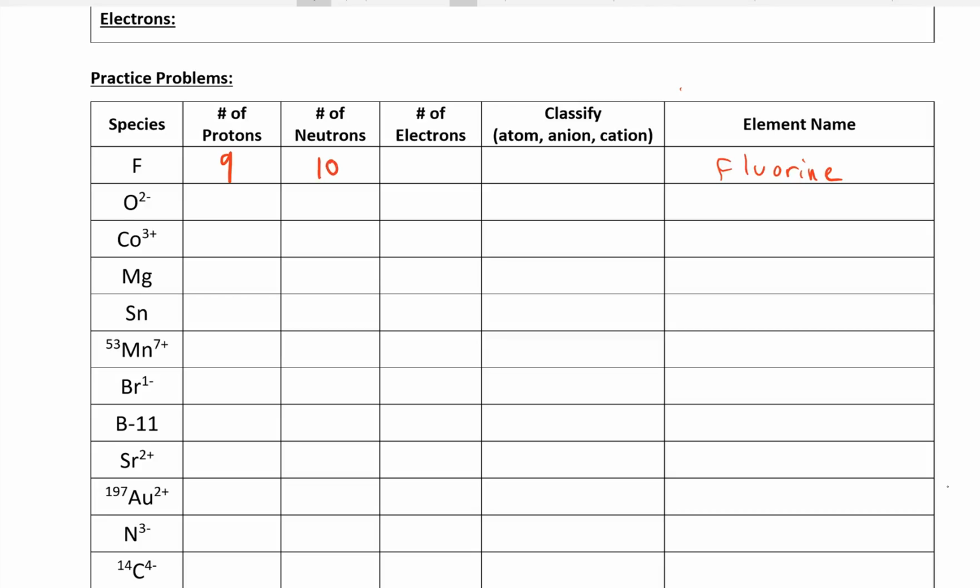I don't see any charge. If I did, there'd be a little number up here, where I just put that red dot. There's no charge there, so that means that the species is neutral. So if it's neutral, the number of positive charges must be equal to the number of negative charges, or protons must equal electrons. So we must have a total of 9 electrons as well. And finally, because it is neutral, this would be classified as an atom. Let's make that look like an A.